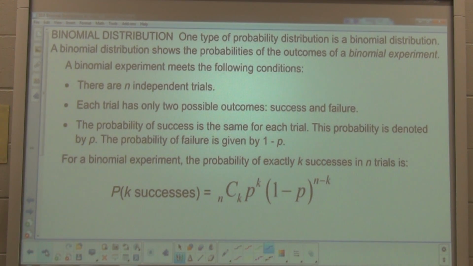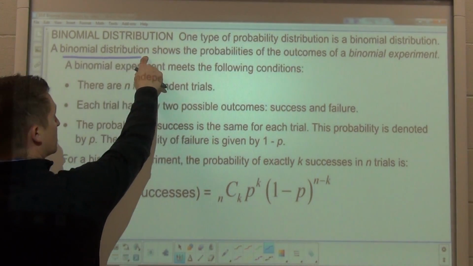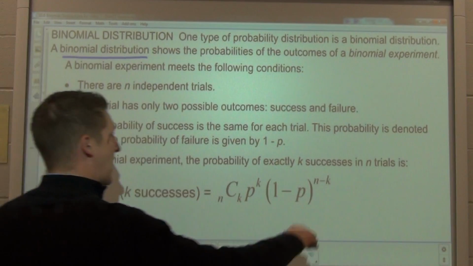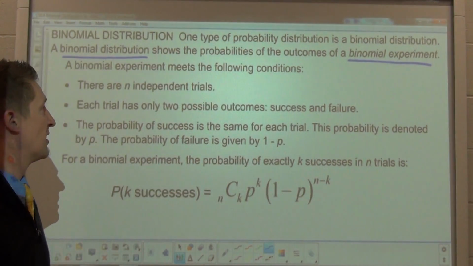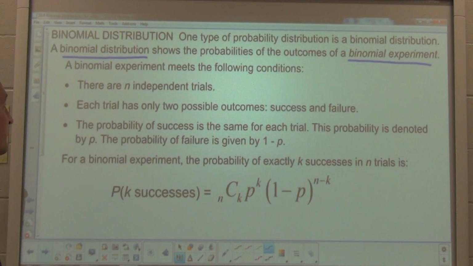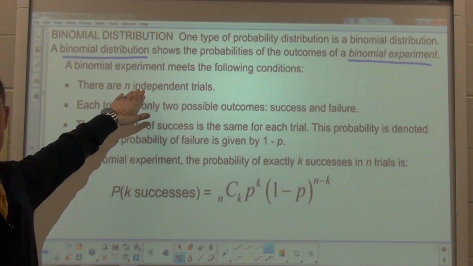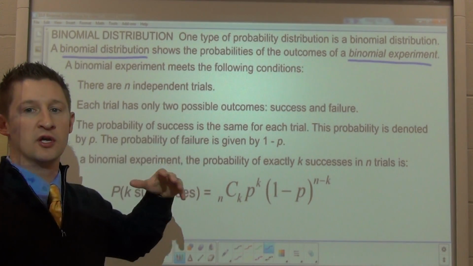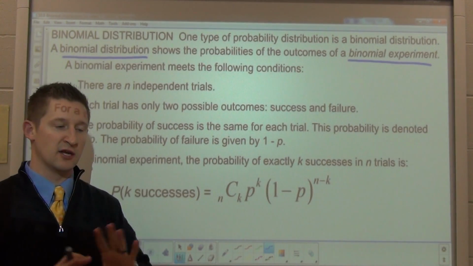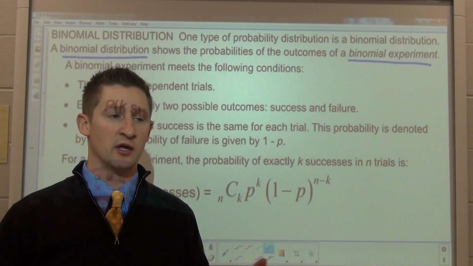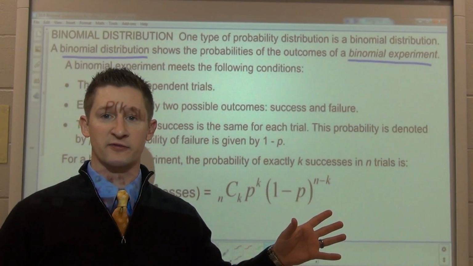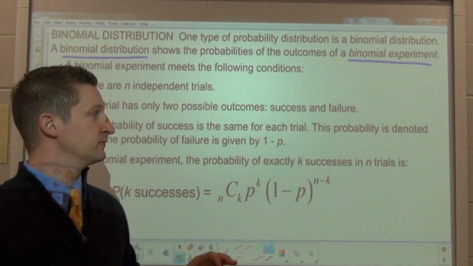So, one type of probability distribution is a binomial distribution. A binomial distribution shows the probabilities of the outcomes of a binomial experiment. A binomial experiment must meet the following conditions. First of all, there are n independent trials, meaning that each trial that we do is independent from the other. It doesn't affect the other, such as flipping 4 coins. You flip a coin, you come up heads, that doesn't affect the flipping of the next coin in any way.